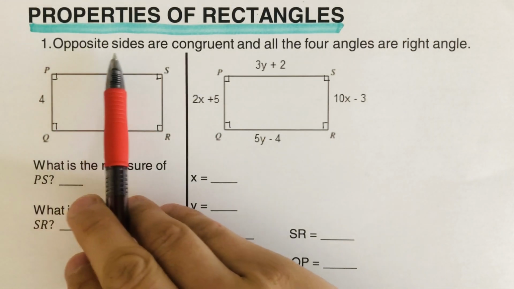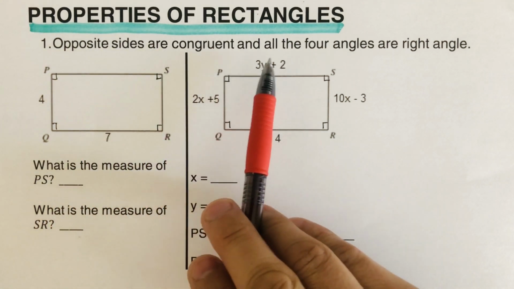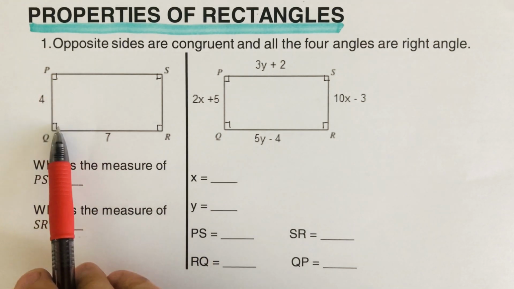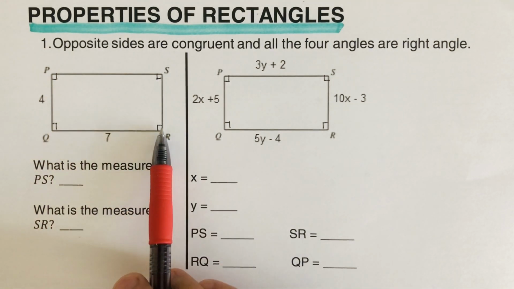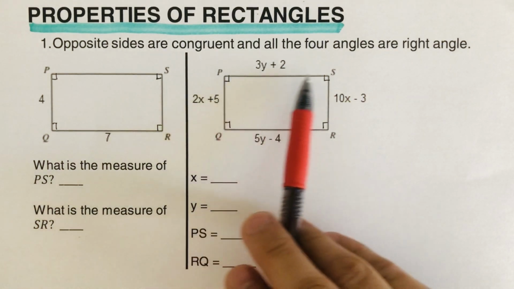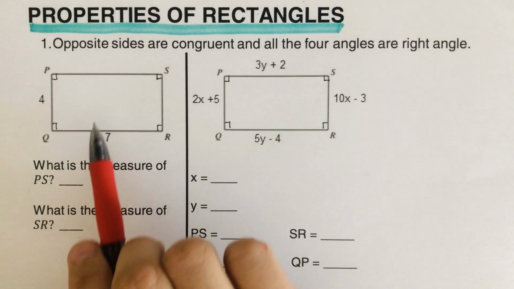First, opposite sides are congruent, so opposite means they're across from each other, and all four angles are right angles. These four corners have a small square on them, which tells us they're all right angles, 90 degrees, so all four corners. The total of all the angle measures in every quadrilateral, which a rectangle is, is 360 degrees.